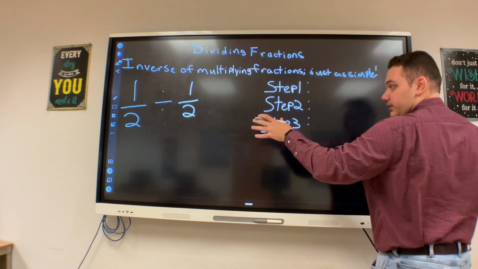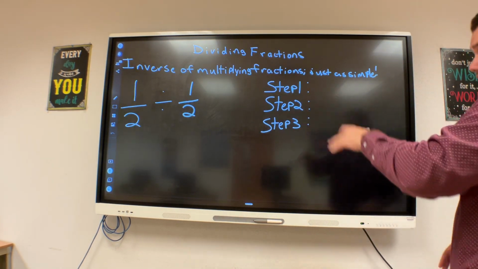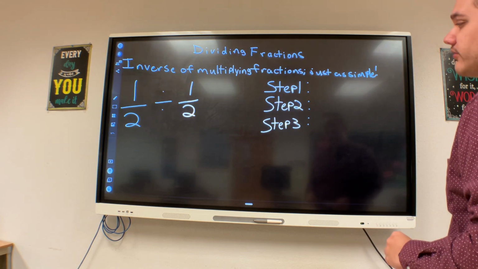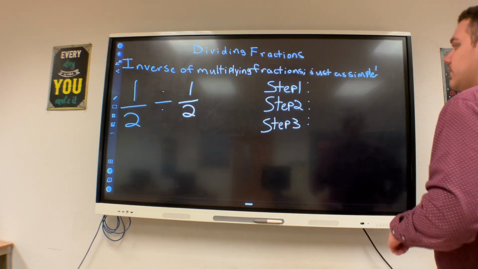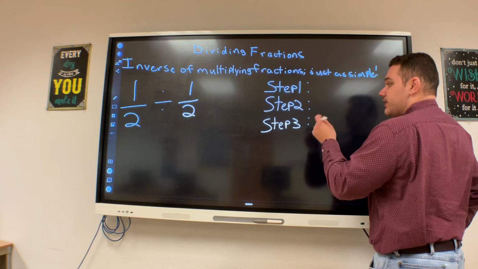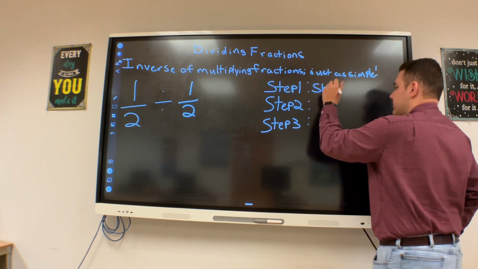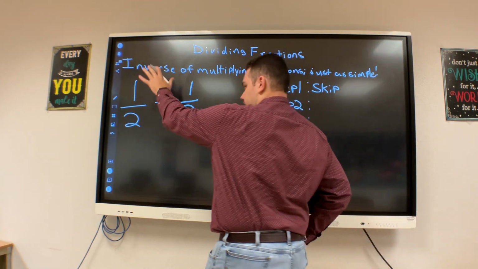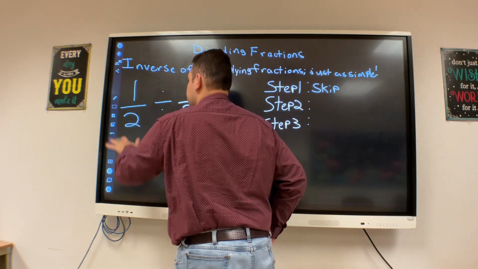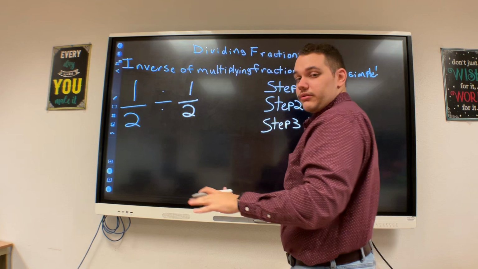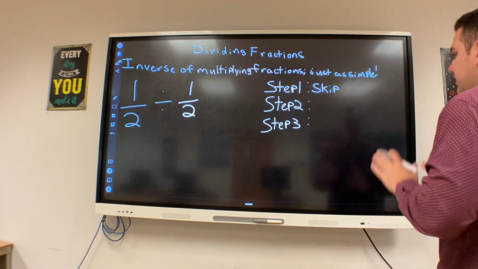And for the first step, right here I just have a practice problem set up. I got 1/2 divided by 1/2. And like I said, there's three steps to it. The first step is to do nothing. We're gonna skip this first fraction right here, this 1/2. We're gonna leave it alone. We are not gonna touch it. It's gonna stay the same.